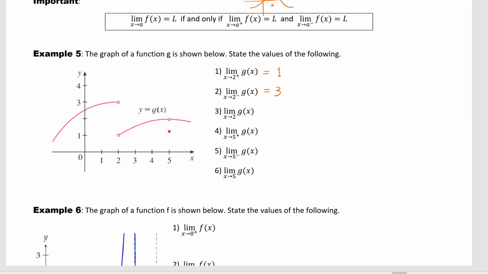Okay. And how about the limit as x goes to 2? Well, you see the left-side limit and the right-side limit do not agree, so this one does not exist. So if the left side of the limit does not equal the right side of the limit, then the limit at that point does not exist. How about x goes to 5 from the right? From the right is right here, so we're on this piece. So my y value is 2.